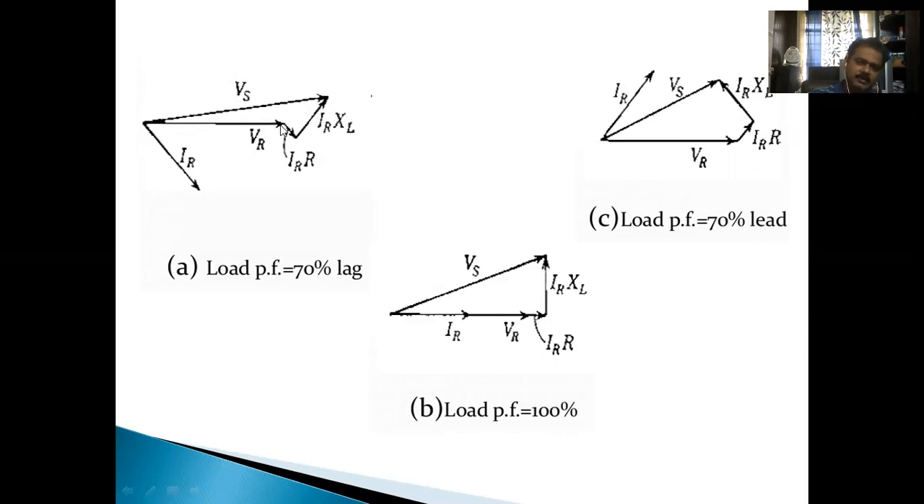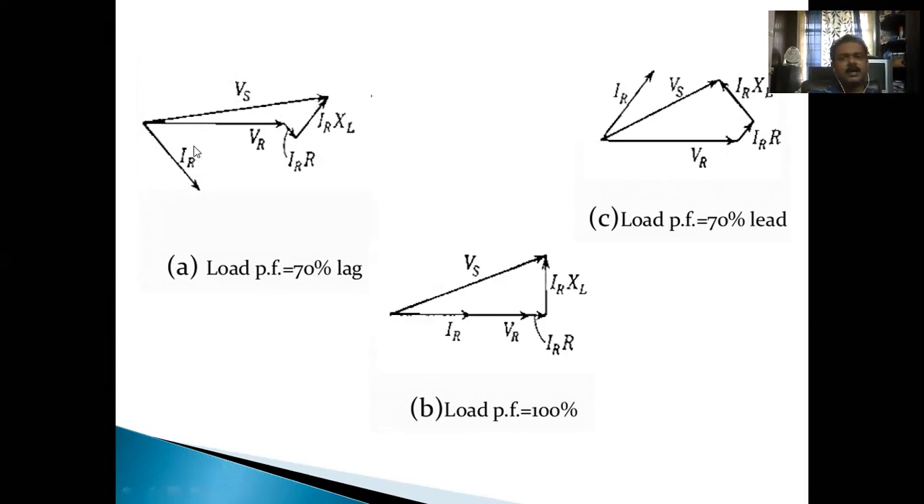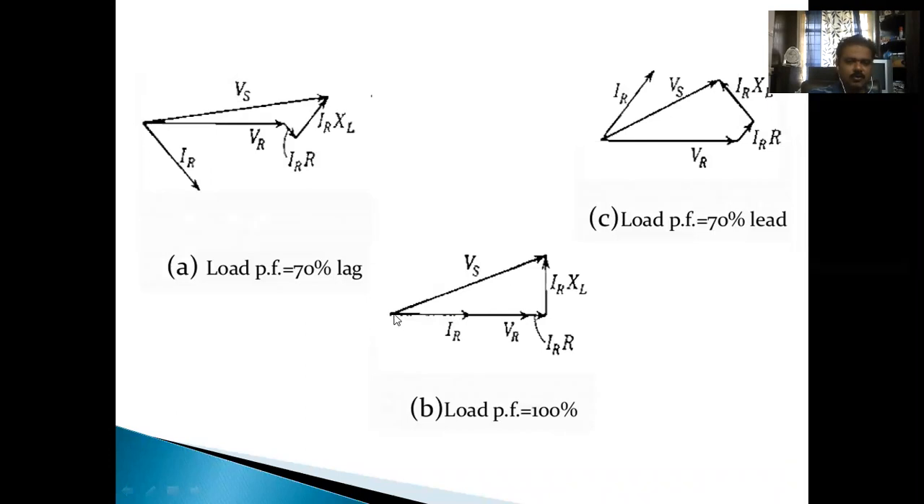So, terminal voltage or voltage at the receiving end plus voltage across resistance plus voltage across reactance gives the supply voltage. Okay, when the load is lagging load. If we consider a purely resistive load, IR and VR are in phase. So here it is a lagging load, here it is a resistive load.